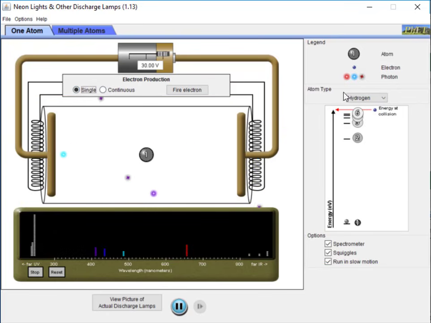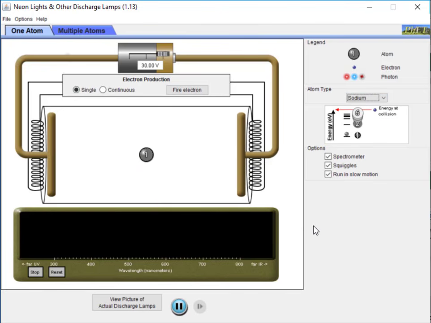Now let's look at a different atom, sodium. We can see that its orbitals are at different energies than those for the hydrogen atom. It would be good to pause the video for a few moments and answer the third set of questions.